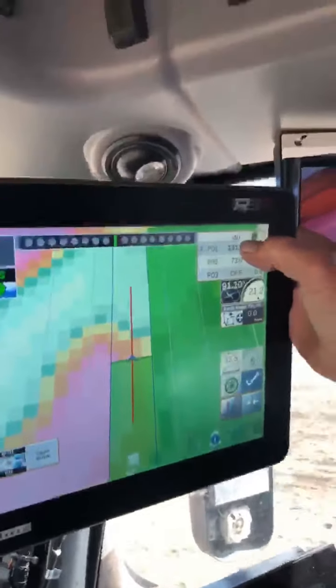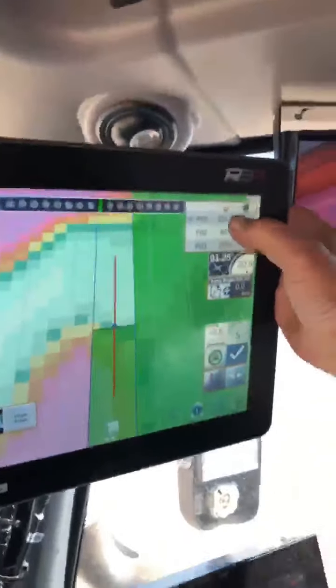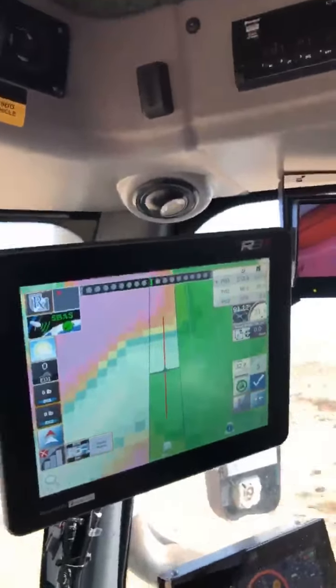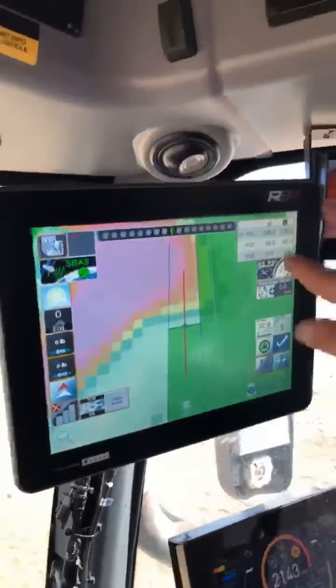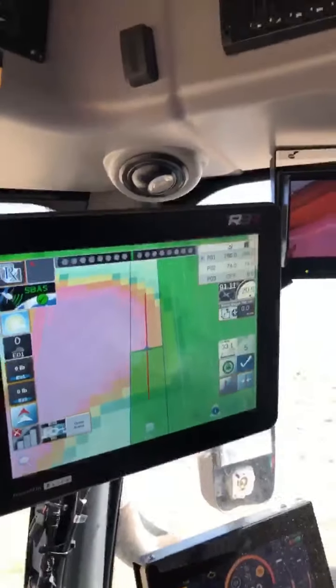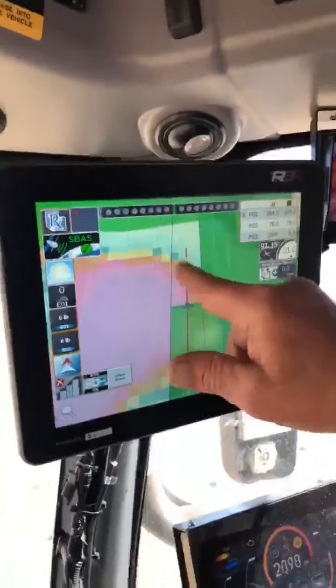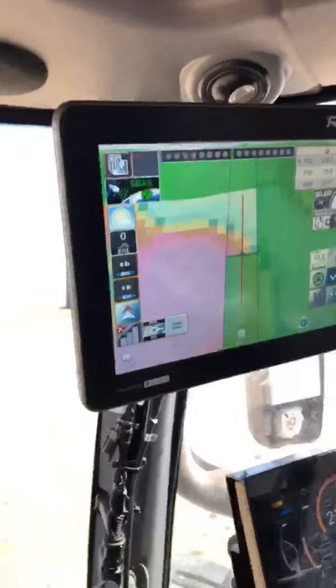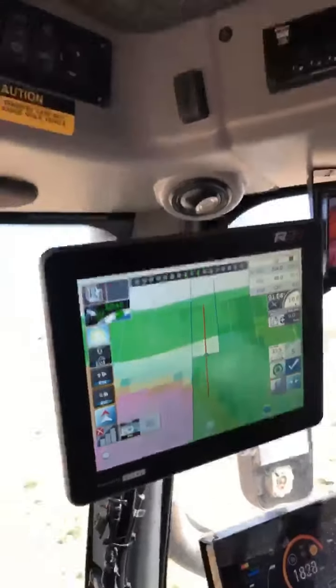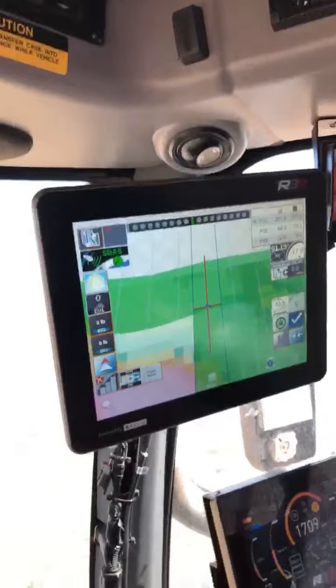Okay, this one is our target rate, and the green one is the actual pounds being applied, and they are generally always the same. Each different color that you see on the map is a different rate, and the computer reads that by satellite or GPS.